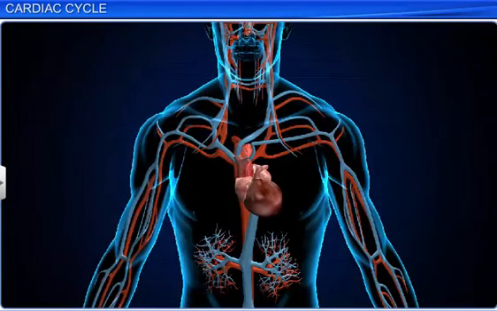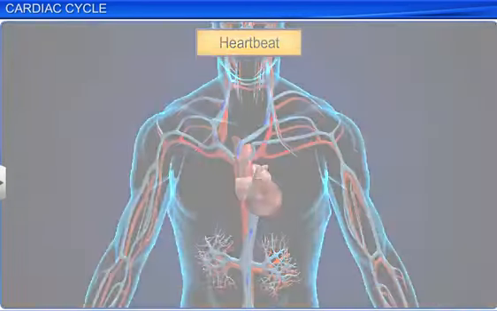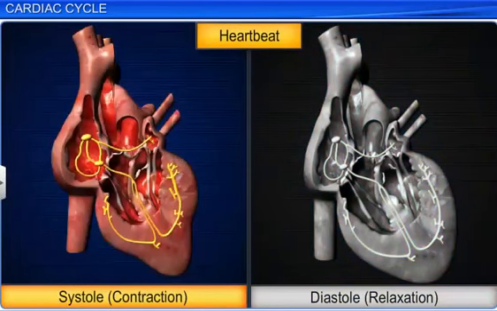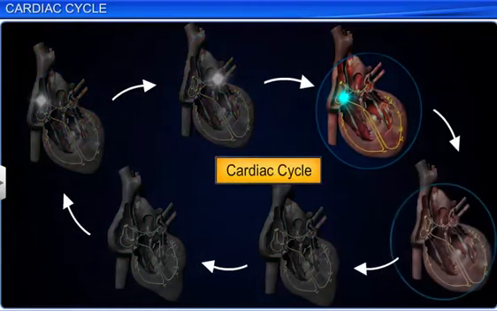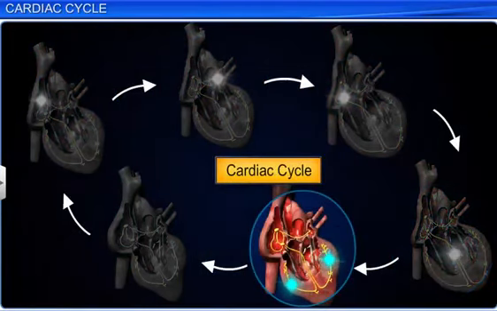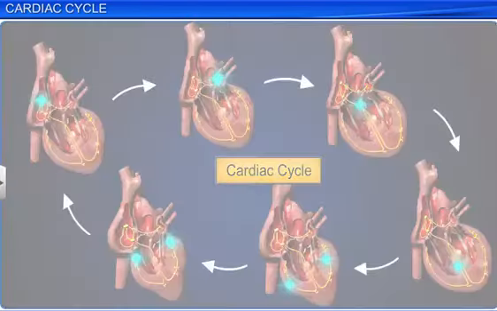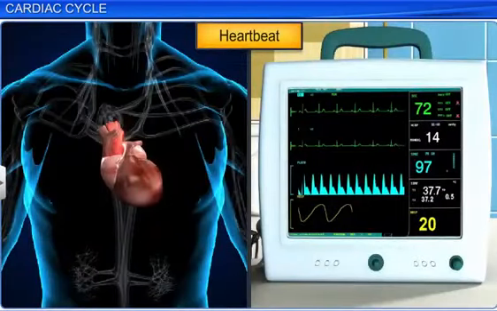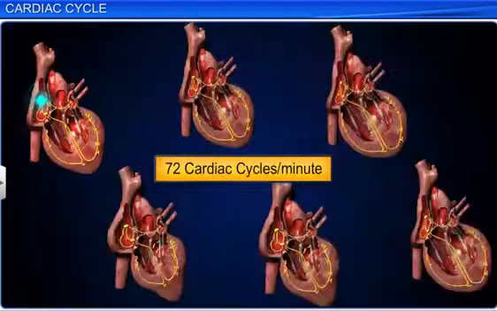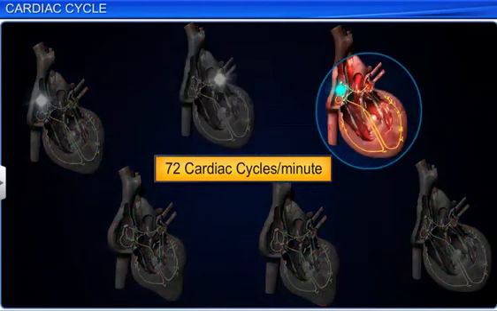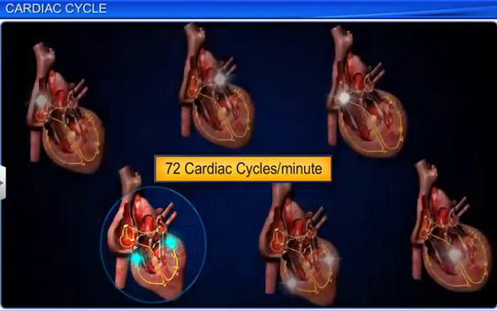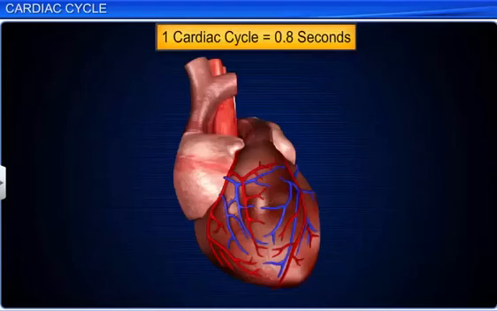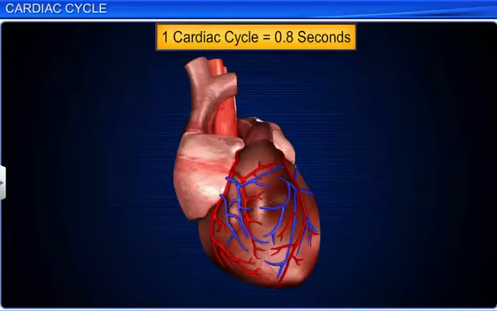When the heart pumps blood, a heartbeat is generated by the systole or contraction and diastole or relaxation of the chambers of the heart. A heartbeat involves a sequence of events that repeats, forming a cardiac cycle. On average, our heart beats 72 beats per minute, which means 72 cardiac cycles per minute. Thus, one cardiac cycle takes 0.8 seconds.